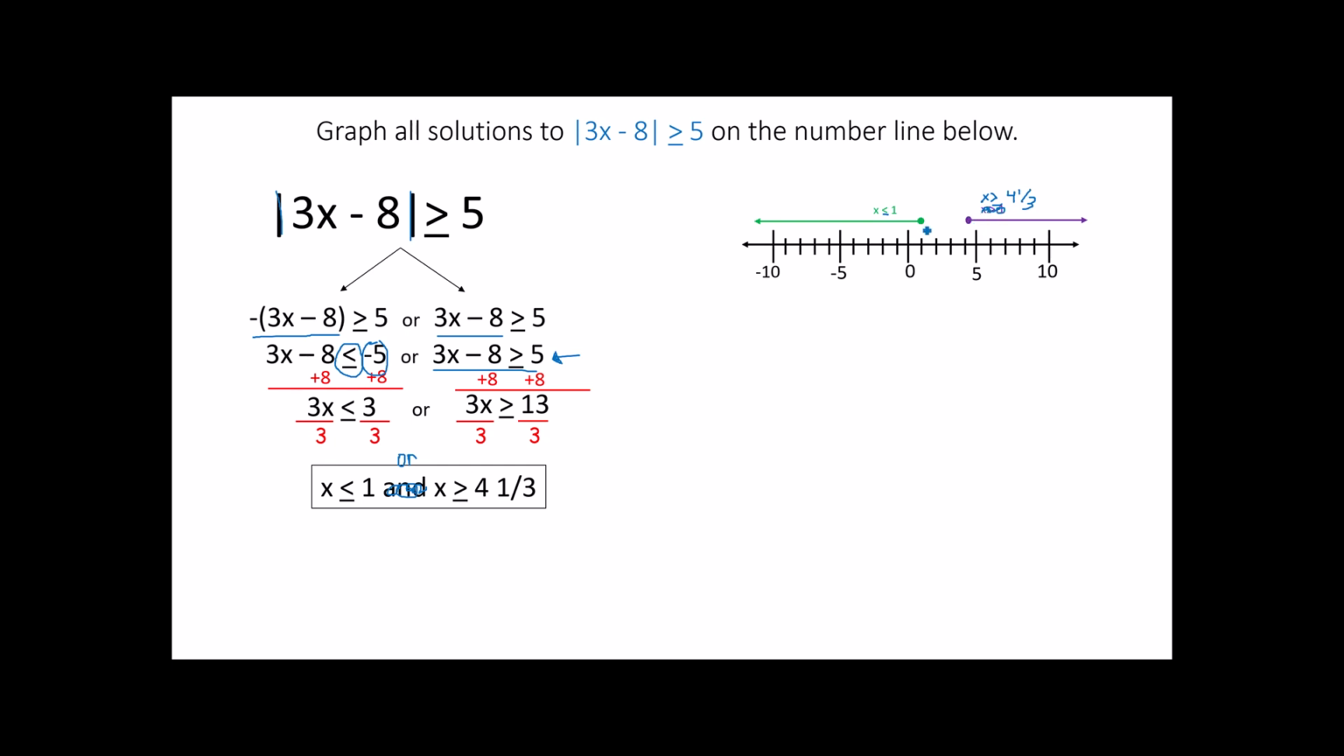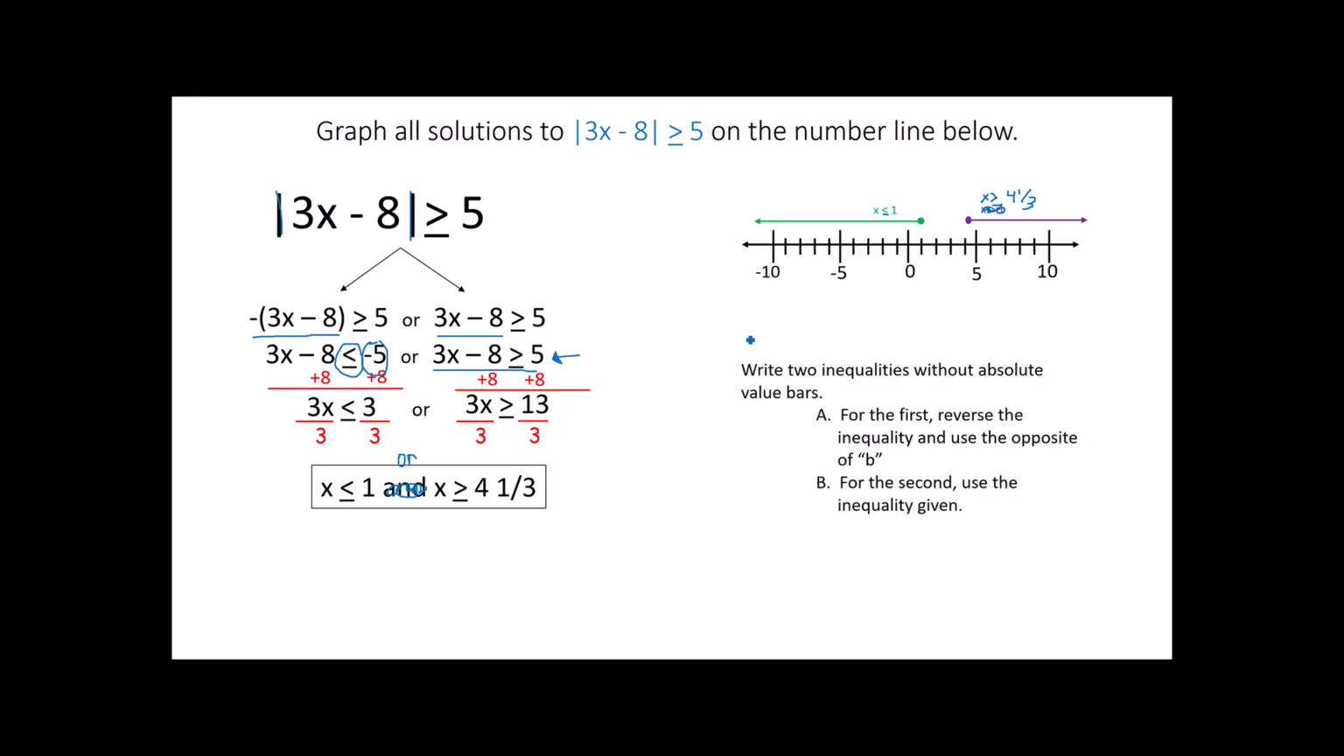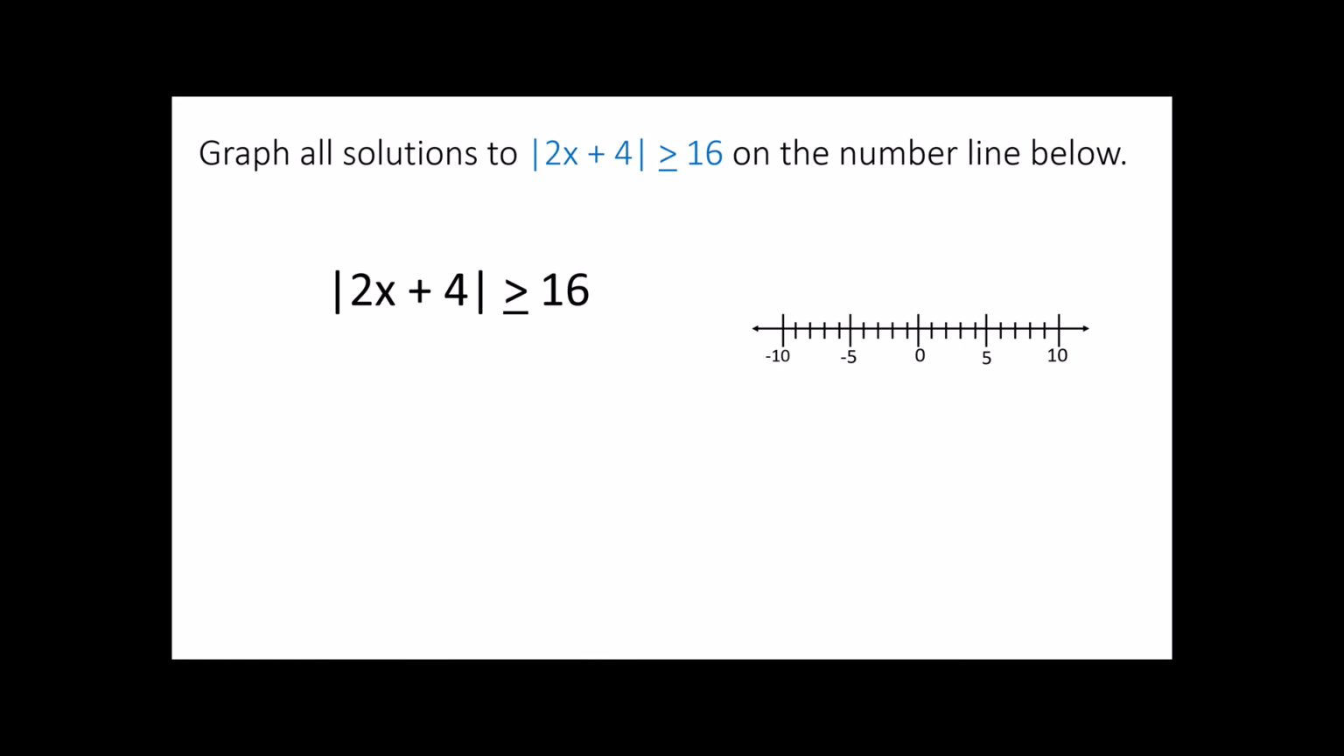Notice, of course, the closed circles. Notice that all of this is a set of solutions that will work here. If I'm looking for things that are farther from 0 than 5 is, I'm going to want things that are way out on the ends, not things that are overlapping in the middle. Once again, reverse the inequality and use the opposite of B. For the second, use the inequality that is given. I believe this is the last example that I have.